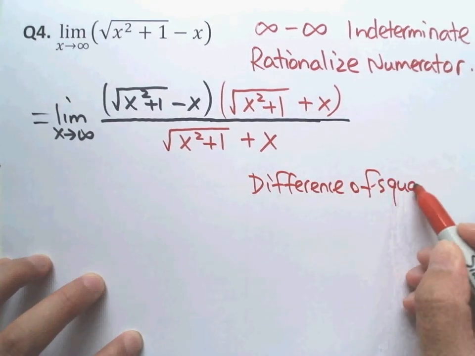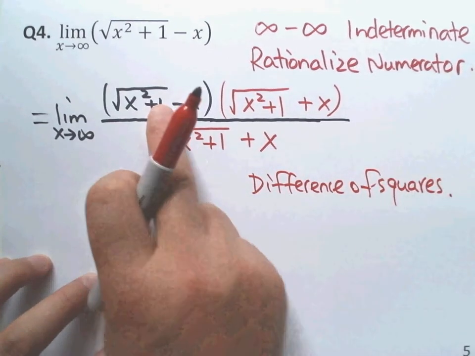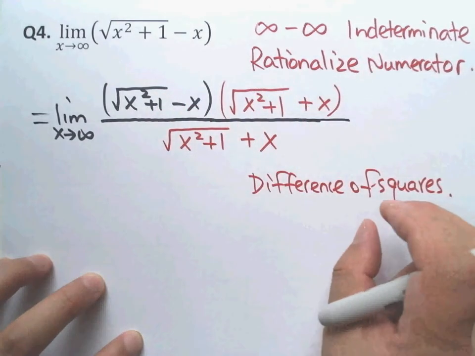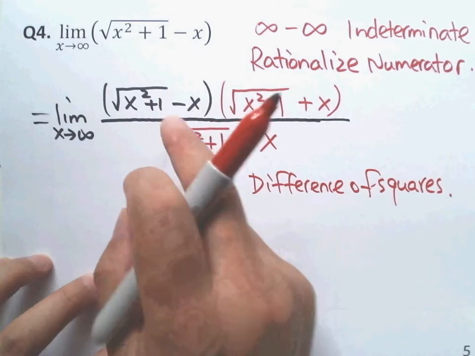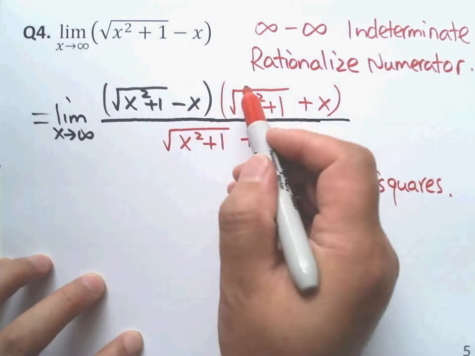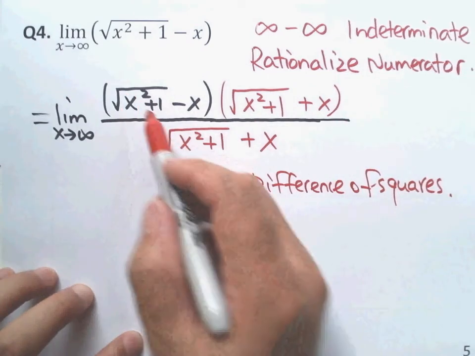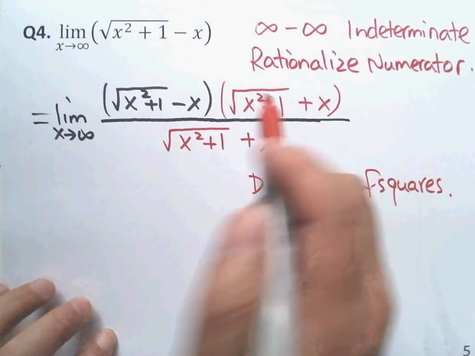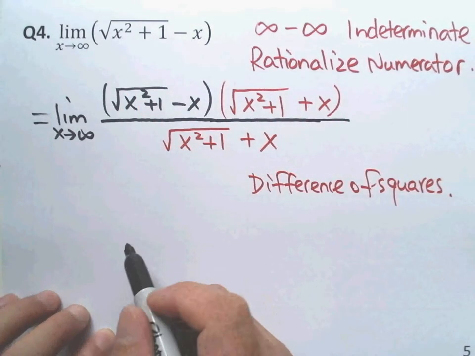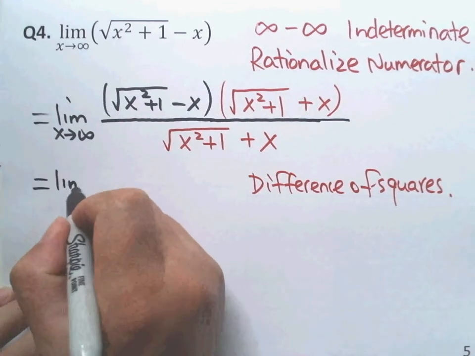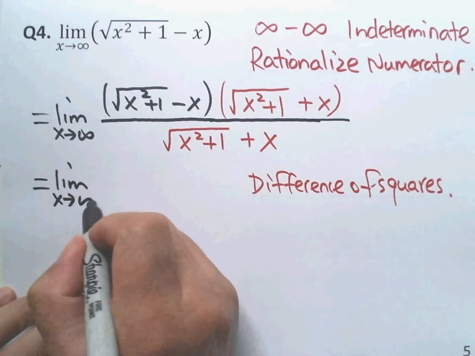The difference of squares. Which means the sum times the difference is the difference of squares. So, square of this minus square of this. The square of the first, you know, is x squared plus 1, right? Let me write one more step.